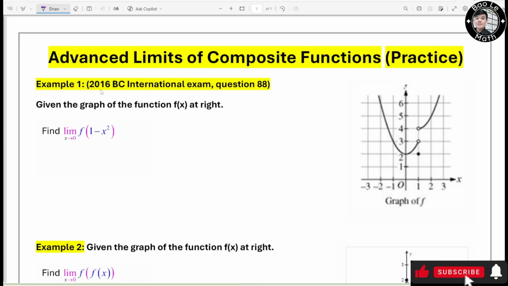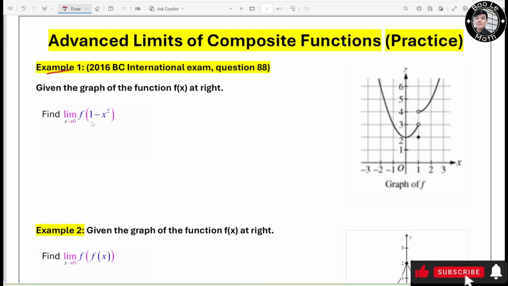This is 2016 BC International Exam question 88. Given the graph of the function f of s at right, we need to find the limit of f of 1 minus s squared when s approaches 0. So the inner function right here is g of s, right? So we need to find the limit of 1 minus s squared when s approaches 0. Substitute 0 for s over here, it's actually 1, right?